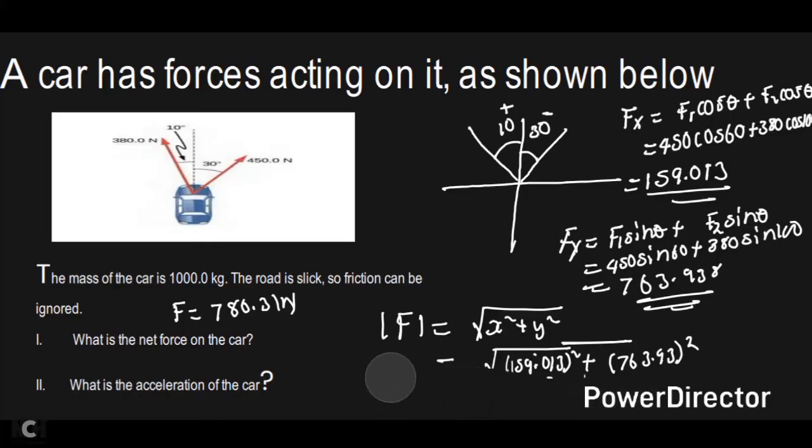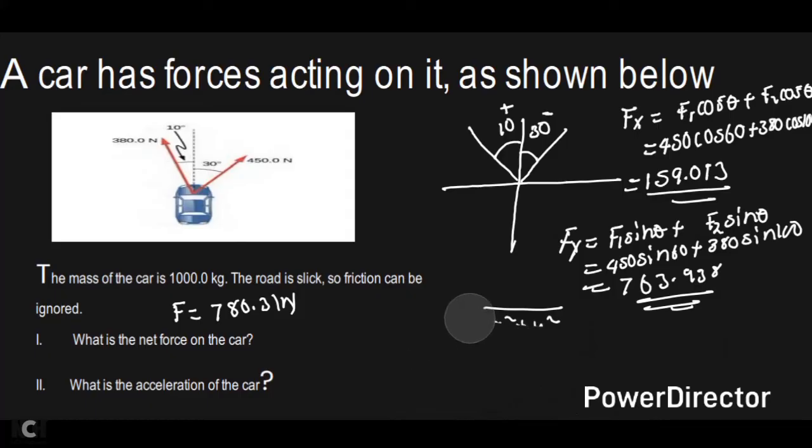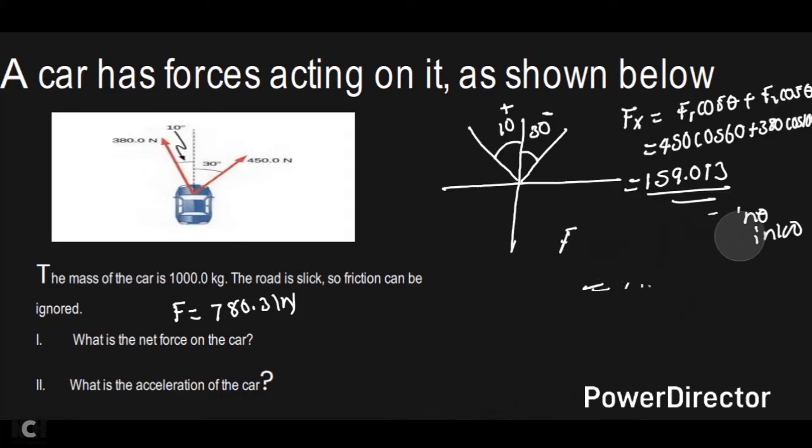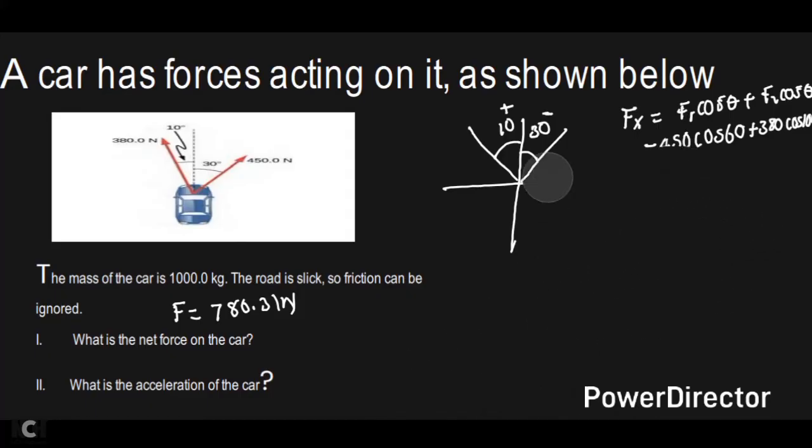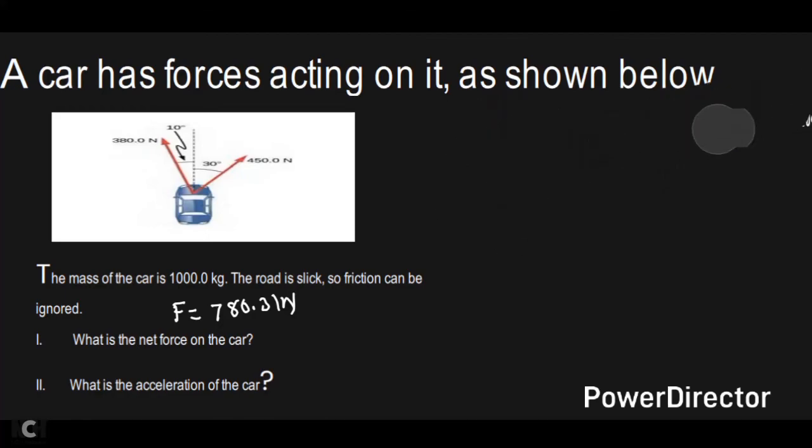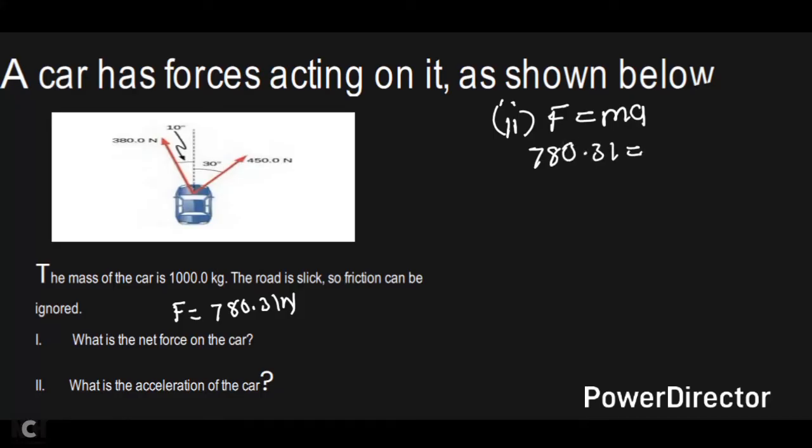So the next question says what's the acceleration of the car? So in this situation, how are you supposed to find the acceleration of the car? We say F is equal to mass times acceleration. What's the force? The force is 780.31. What's the mass of the car? The mass of the car is 1000.